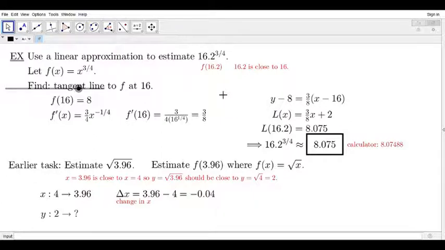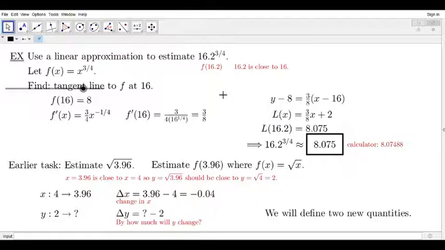Y should also change from 2, but to what? We can also denote by delta y the corresponding change in y, the unknown y value minus the old y value of 2. If we can figure out by how much y will change, we can use this to determine what the new value of y will be. We will now define two new quantities.